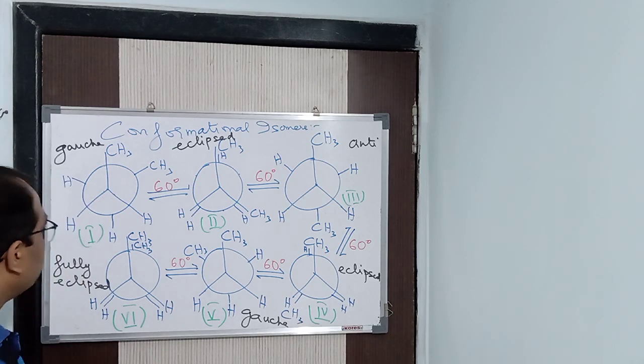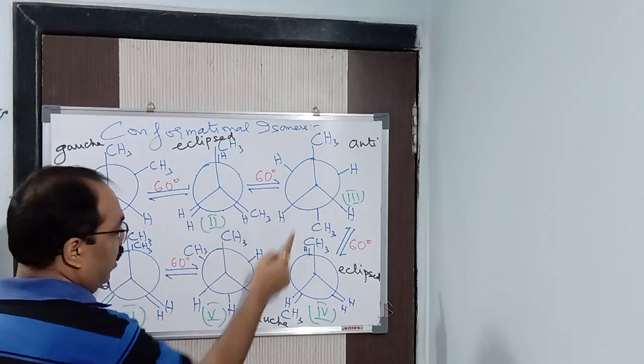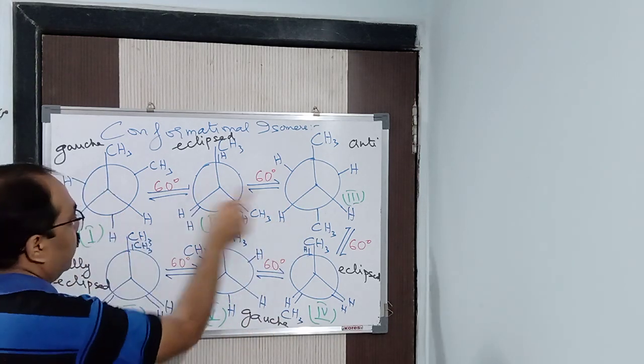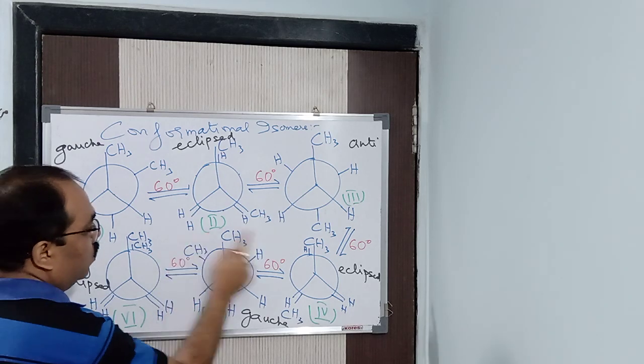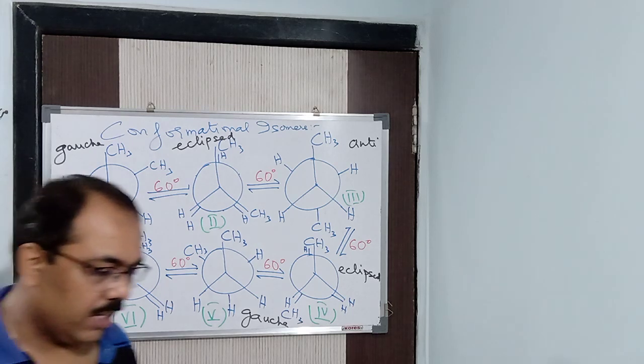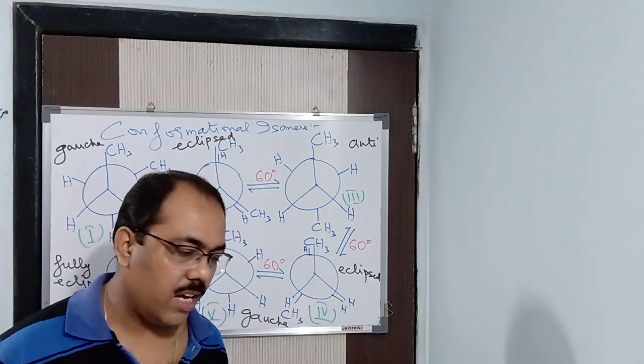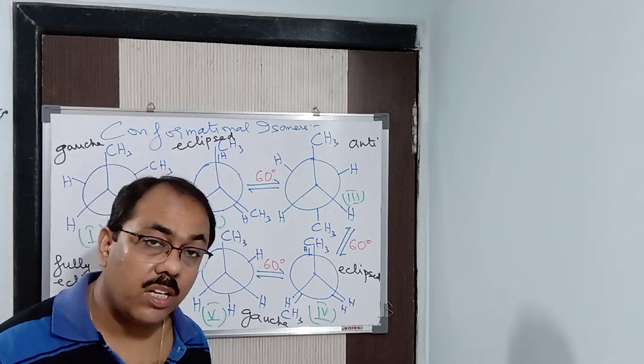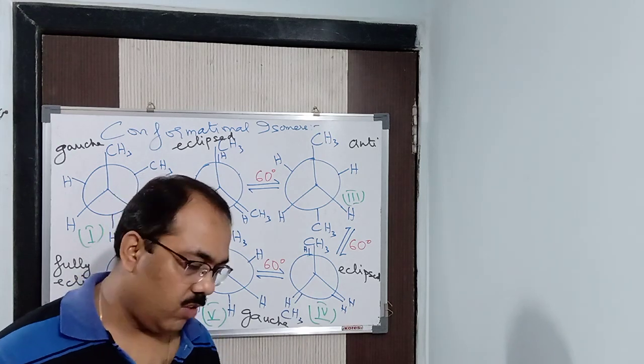Clear? Out of that, again I say 1, 3 and 5 are coming under staggered. 2, 4 and 6 are coming under eclipsed. The angle is 0 degree. They are the different conformers of which particular molecule? Butane molecule I have shown you.